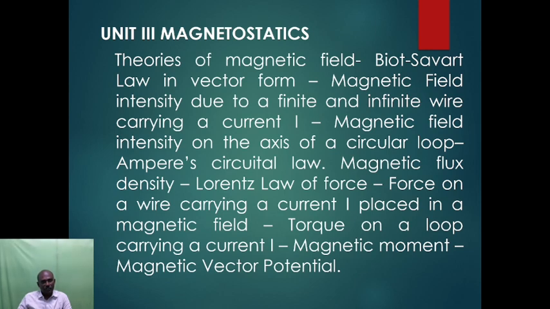Magnetic field intensity due to a finite and infinite wire carrying a current I. Ampere circuital law: like Gauss law in electrostatics, here we have Ampere circuital law. Lorentz law talks about the combination of the two forces, electrostatic as well as magnetostatic forces, and also the mechanical movement taking place in the conductor. In this regard, we have torque and moment in the conductor. These are all the chapters in magnetostatics we are going to study.